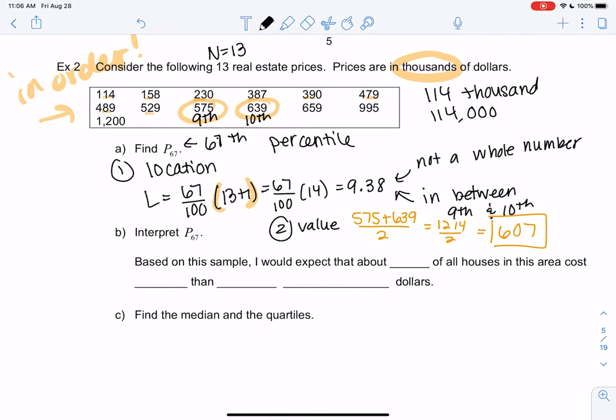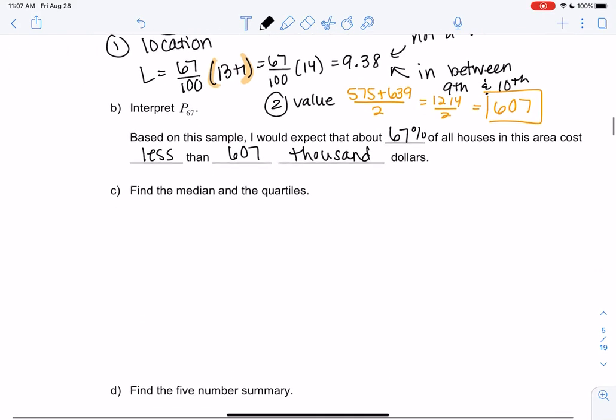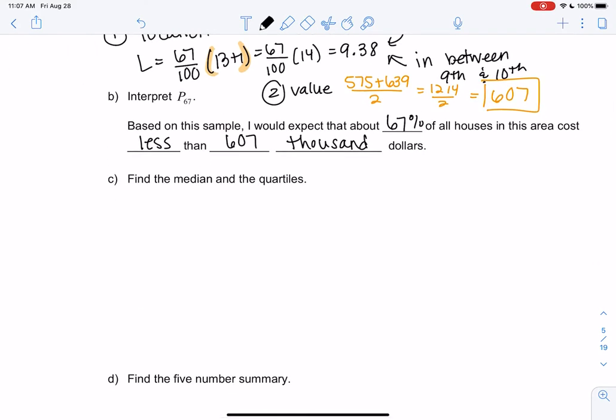So what the heck does this mean? Based on the sample, I would expect that about 67%, because that was the percentile, of all houses in this area cost less than $607,000. Percentiles are less than. And that's how you find a percentile. So step one is location, step two is the value. And so we'll repeat that when we find the median and the quartiles.